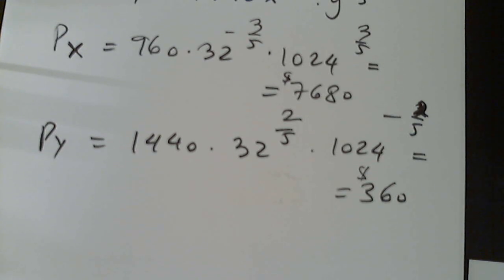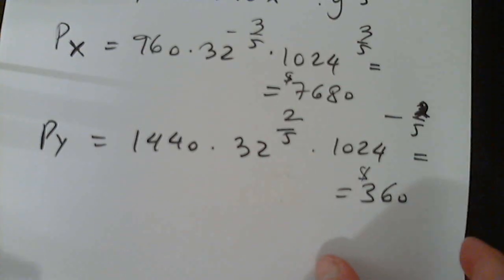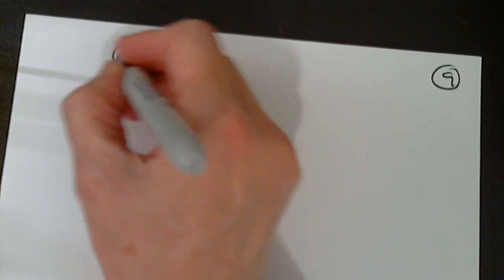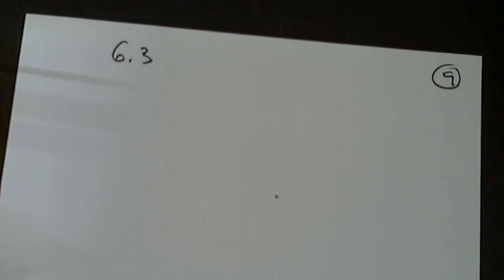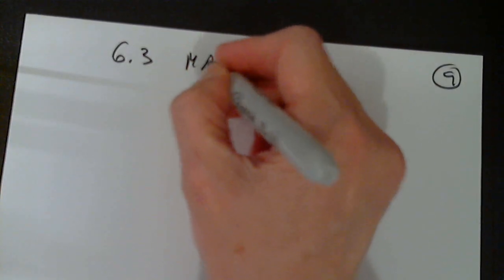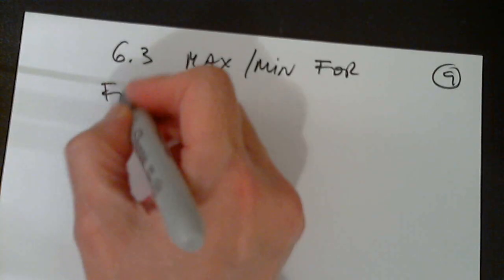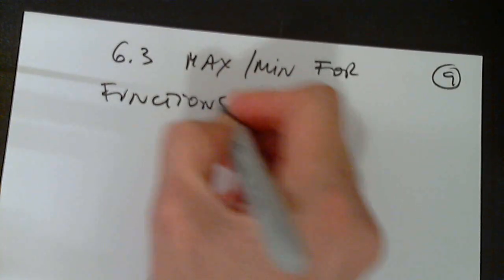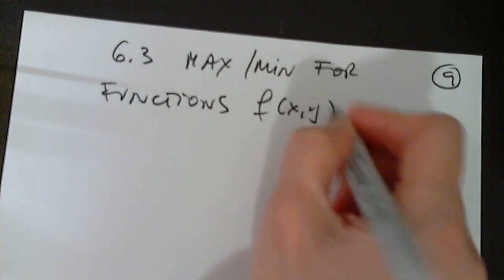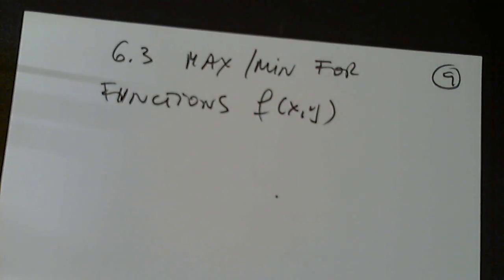And this is our next step. We're going to determine relative max, relative min for functions of two variables. And this is 6.3. 6.3, max min for functions f(x, y), meaning only two variables.